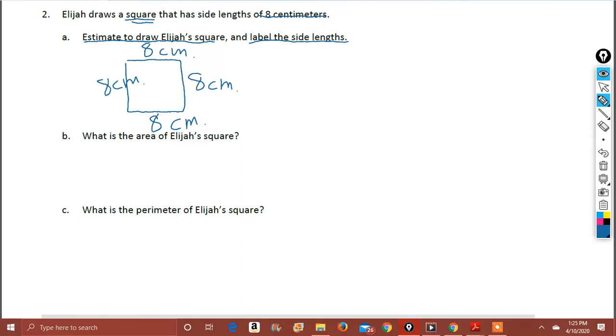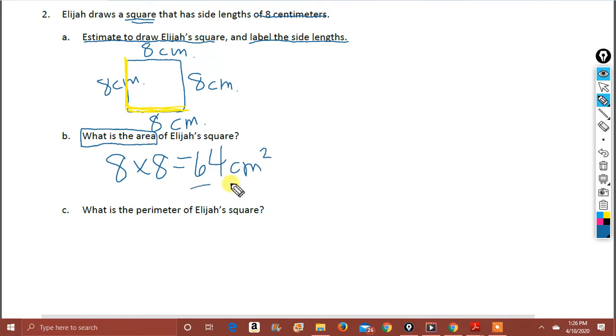Okay. Part B. What is the area of Elijah's square? Remembering again, area is when we multiply two side lengths that touch to make a corner. Even though we already have the other side lengths labeled, we don't need to use them to calculate the area. We're only using the two sides that touch to make a corner. So we're going to multiply them. 8 times 8 is 64 square centimeters. So the area of Elijah's square is 64 square centimeters.